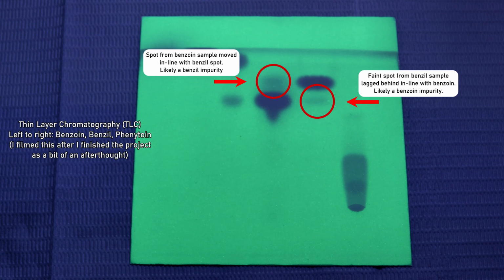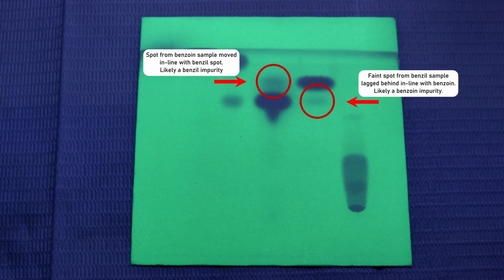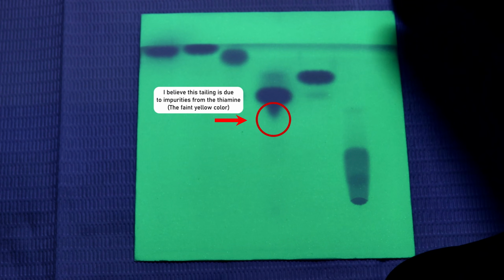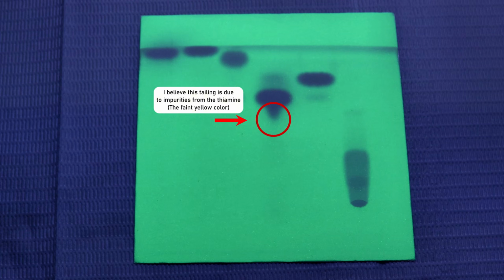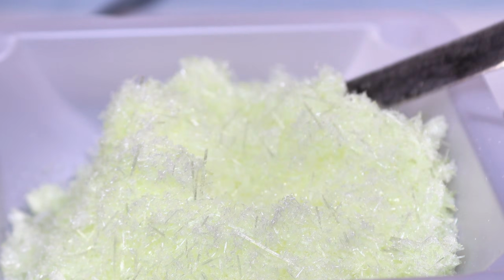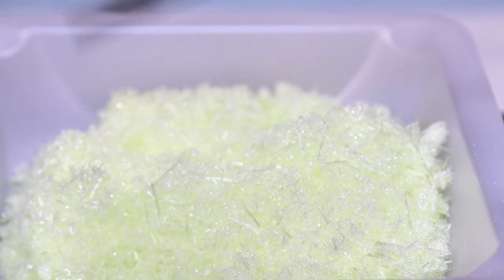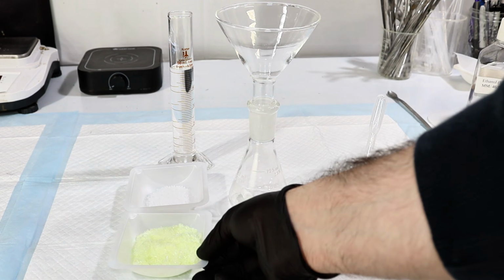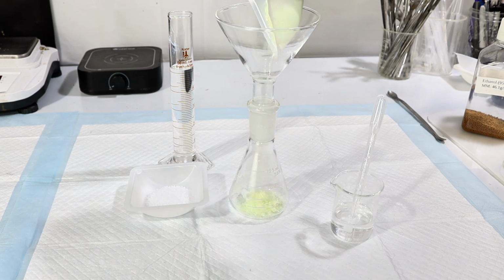The easiest way to remove this is honestly to probably just rinse the crystals with warm water. Benzil is completely insoluble in water, while benzoin has some slight water solubility and would probably be rinsed away. Given that the impurity is so slight, however, I decided to skip it, and at this point, I was finally ready to make some phenytoin.